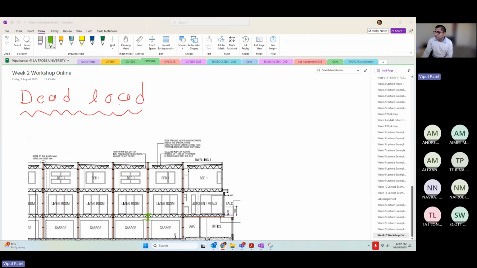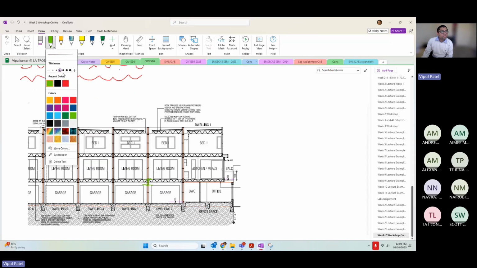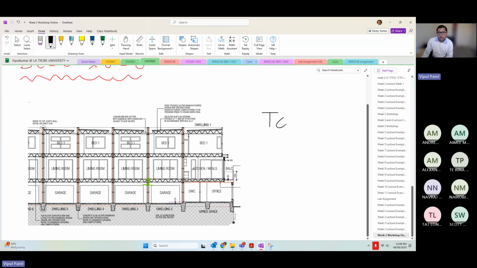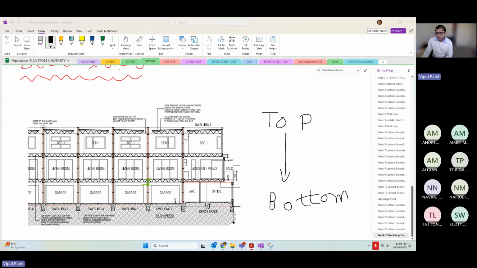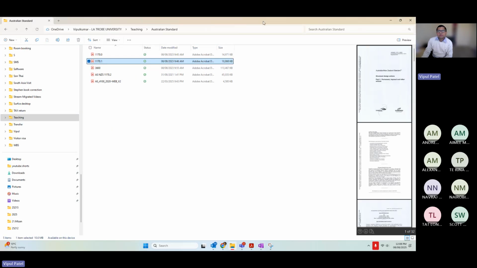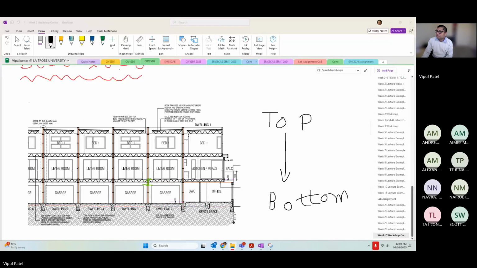Now let me start working on this one. Dead load from the roof. We're going to work from top to bottom. First we calculate what is up here, and then we go all the way to the bottom. There are no rules, by the way. You can work from bottom to top. There is no issue; we don't always need to work top to bottom. Let me get the standards open as well, because in the standards we're going to see those details.